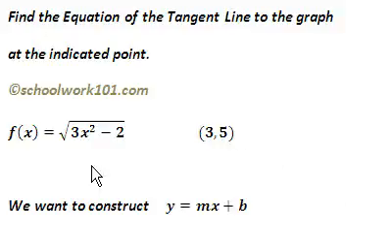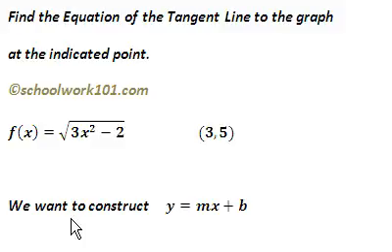We're going to be looking for the equation to the tangent line at a specific point on the graph. So we've defined our function here. f(x) is the square root of 3x² minus 2, and here's the point (3, 5). In other words, if I take 3 and plug it into the function, I should be getting 5 out.